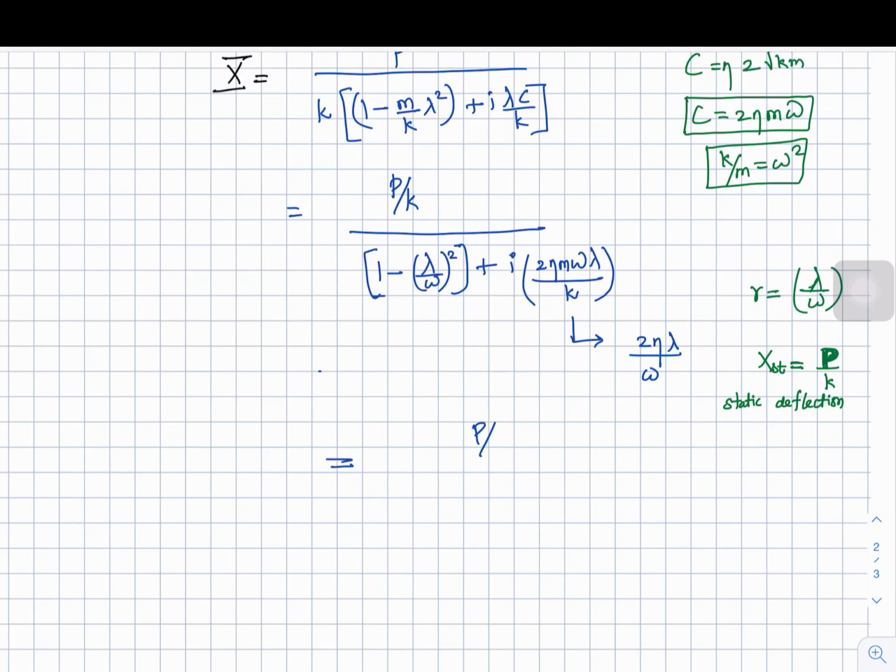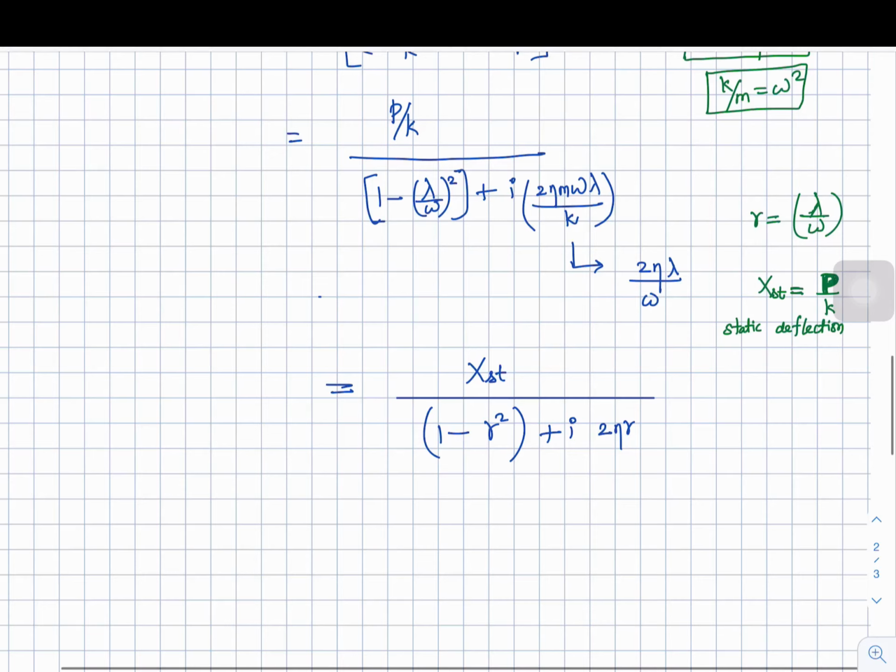So this will get simplified like this: 1 minus lambda by omega whole square plus i 2 eta r, 1 minus r square, 2 eta r.